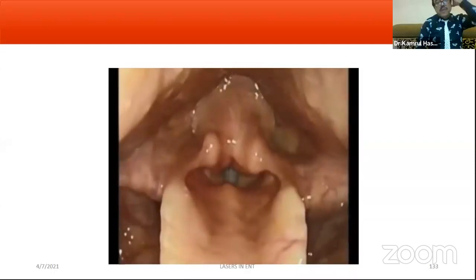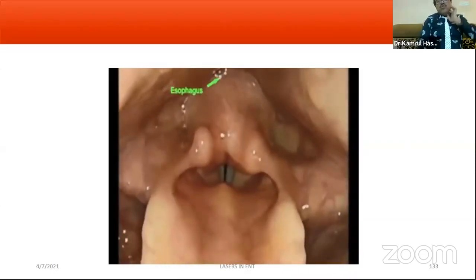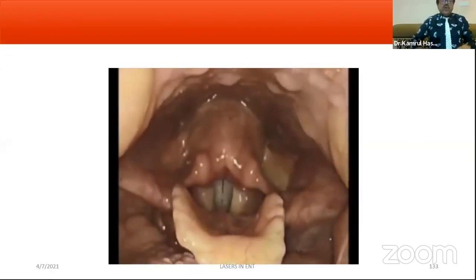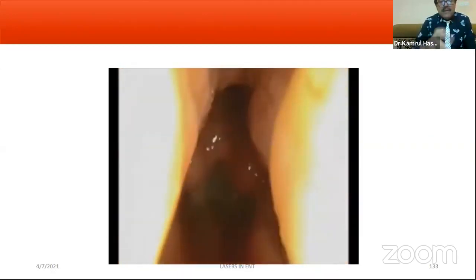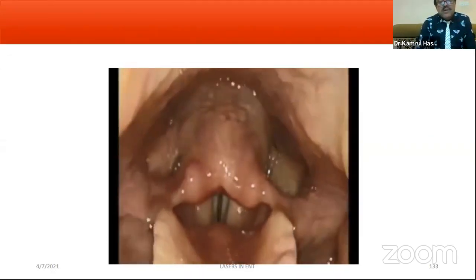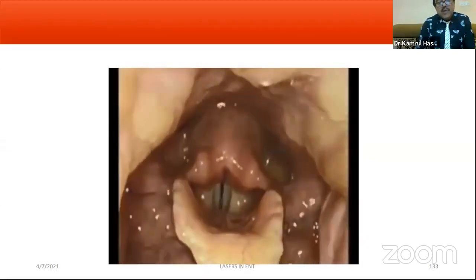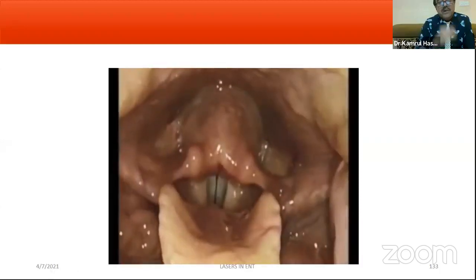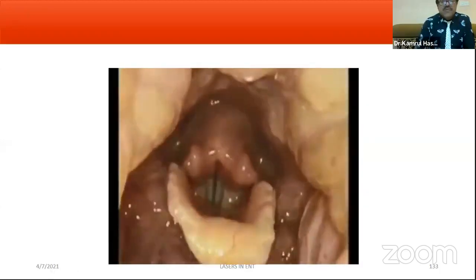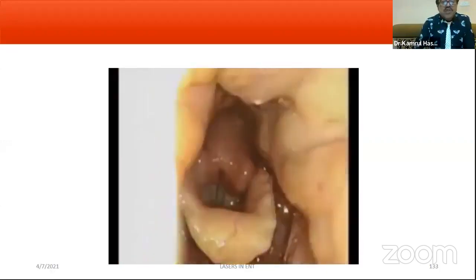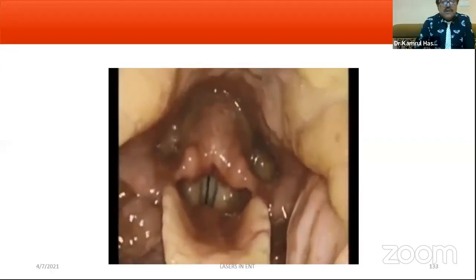Before operation, we should be equipped with stroboscopy. So you can see the wavelength, the vibration of the vocal fold. My previous video was not working; that was a bilateral abductor palsy after a thyroid surgery. In that case, you can see the vibration of the vocal fold. This is a video stroboscope.